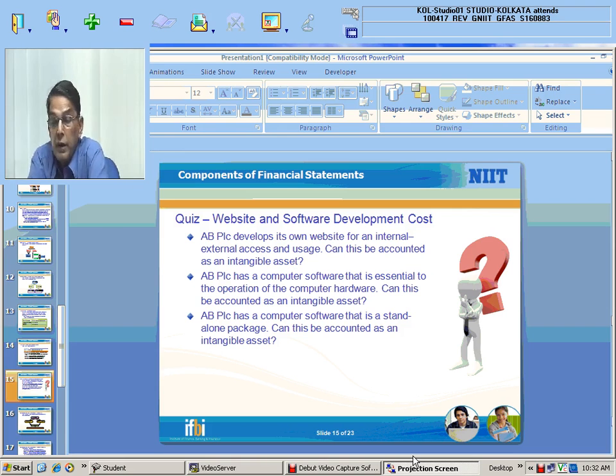So, website and software development. Every PLC develops its own website for internal and external access and usage. Can this be accounted as an intangible asset?